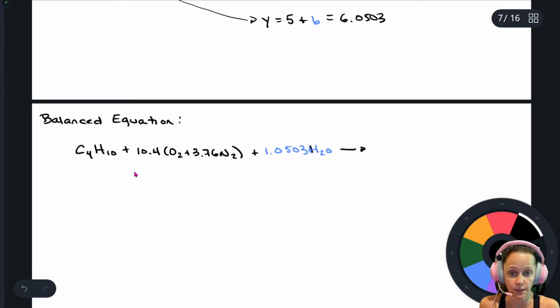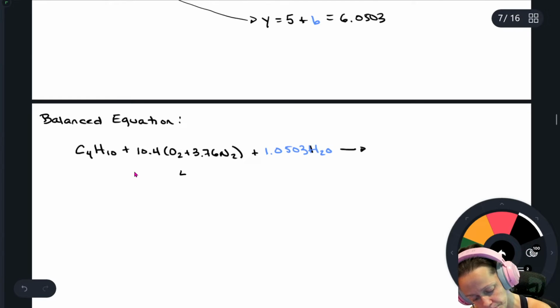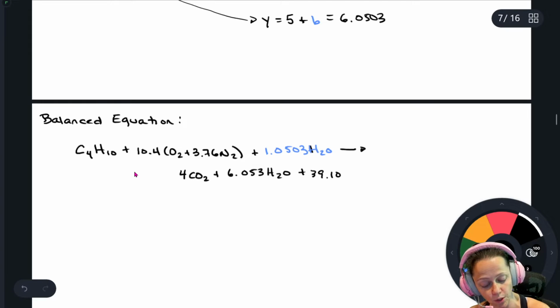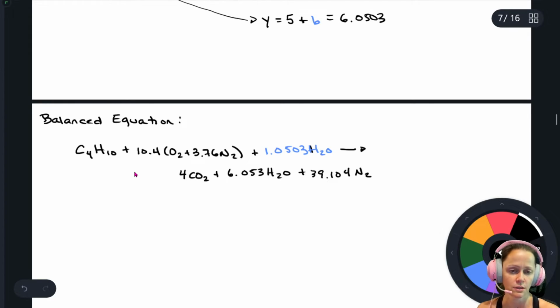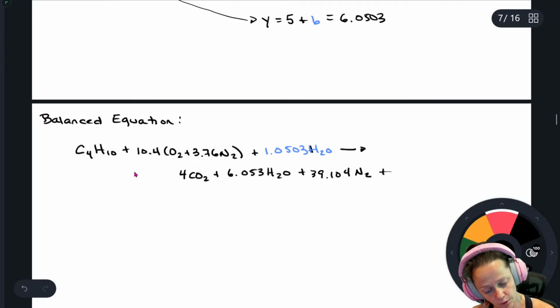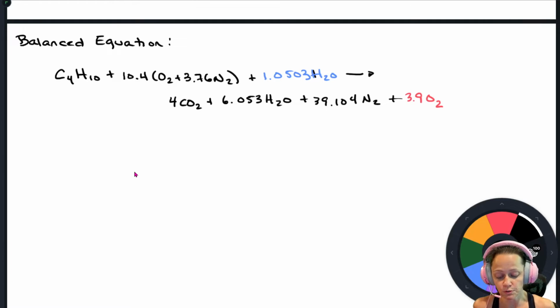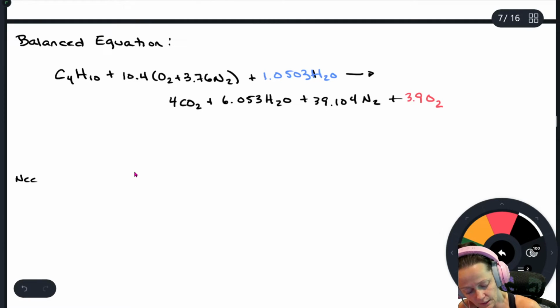4 CO2 plus 6.053 H2O plus our Z value, which I've already got. So my Z value is 39.104 nitrogen plus 3.9 oxygen. All right, so that's my balanced equation. I'm good to go. I need the dew point temperature of the water in the products.